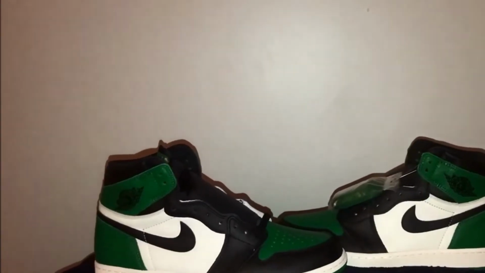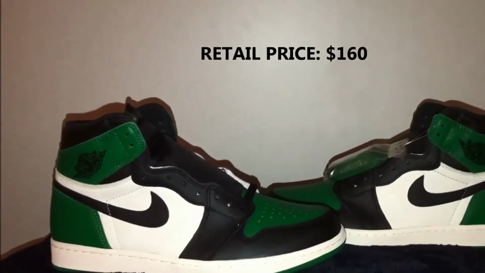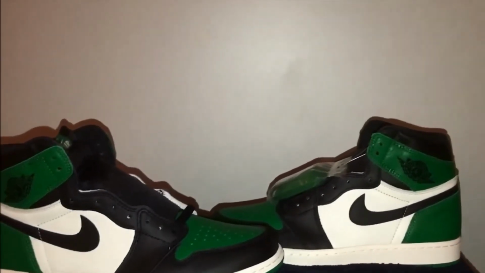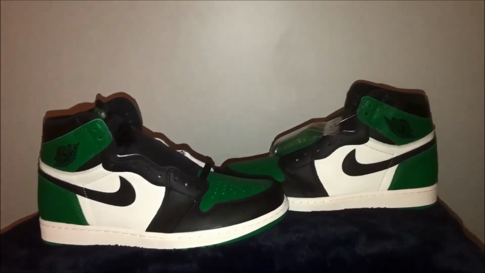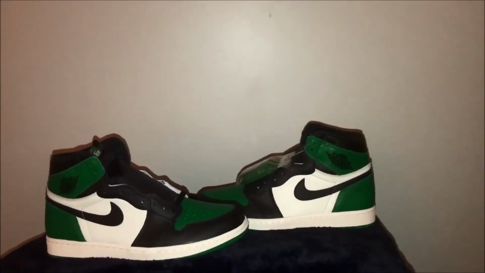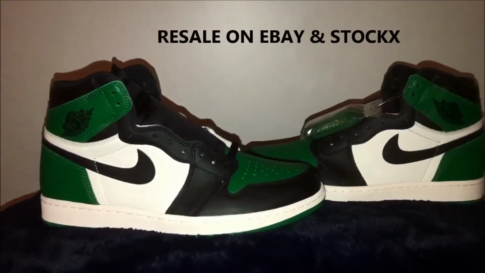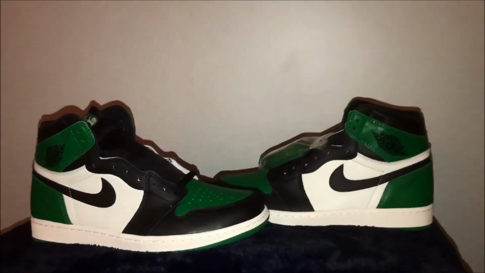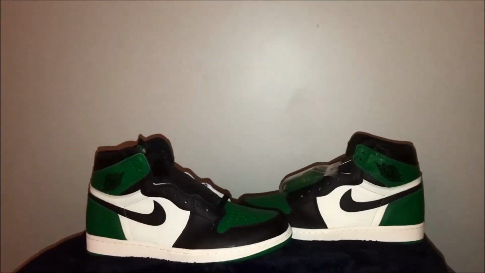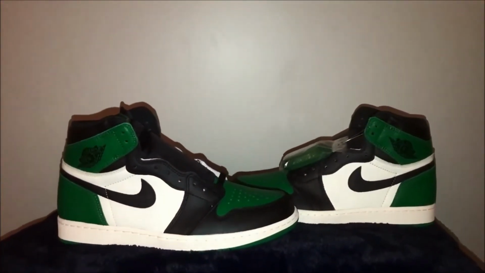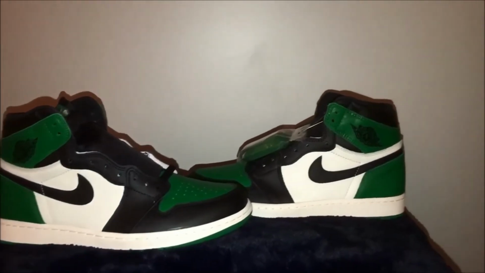The retail price for the sneaker was $160, and the chances of purchasing the sneaker at a retail location were low due to high demand and limited supply. Most people had to purchase the sneaker in the resale market using websites like eBay and StockX. Consumers have made it clear that regardless of how expensive Air Jordans are selling for in the market, they will still purchase the coveted sneaker.